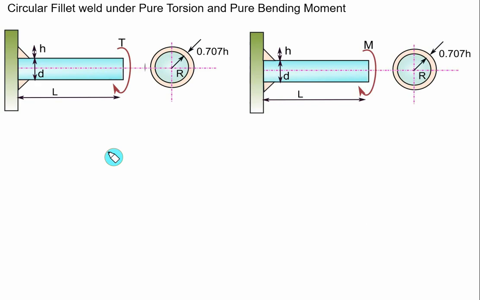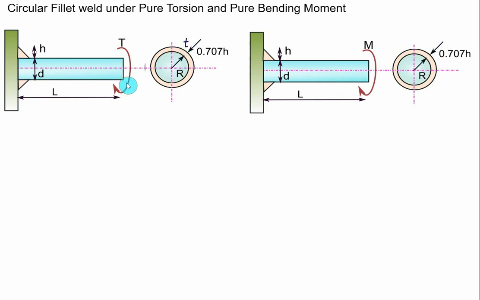Whenever you have to join a circular pipe to the vertical plate, then you can use the circular fillet weld here. So a circular cross section is shown here, and over the entire circular area we have a fillet weld whose throat size is equal to 0.707 times h, where h represents the leg size. So this size is the same as the throat size t.